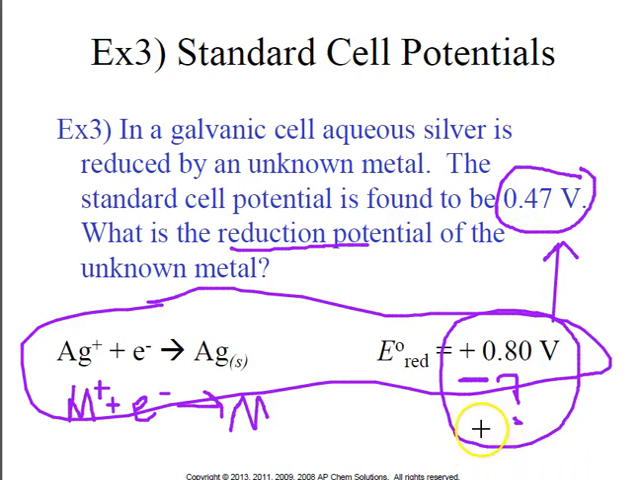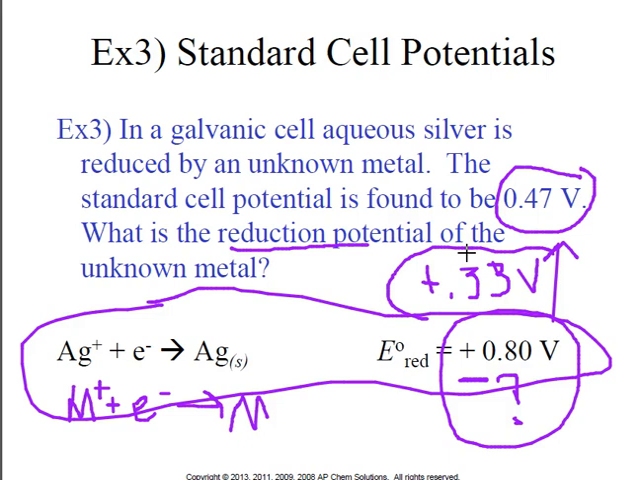0.80 minus what? Minus 0.33? Is that right? 0.33 volts. Okay, so 0.80 minus 0.33 volts would give me 0.47. So that means this unknown metal must have a potential of 0.33 volts. But I flipped it, right? I flipped it because it was being oxidized. So if I want to know what it was before I flipped it, then I'll have to make it positive, right? Because I flip it and make it negative, and that's how we get 0.47. So this unknown metal has 0.33 volts as its potential.